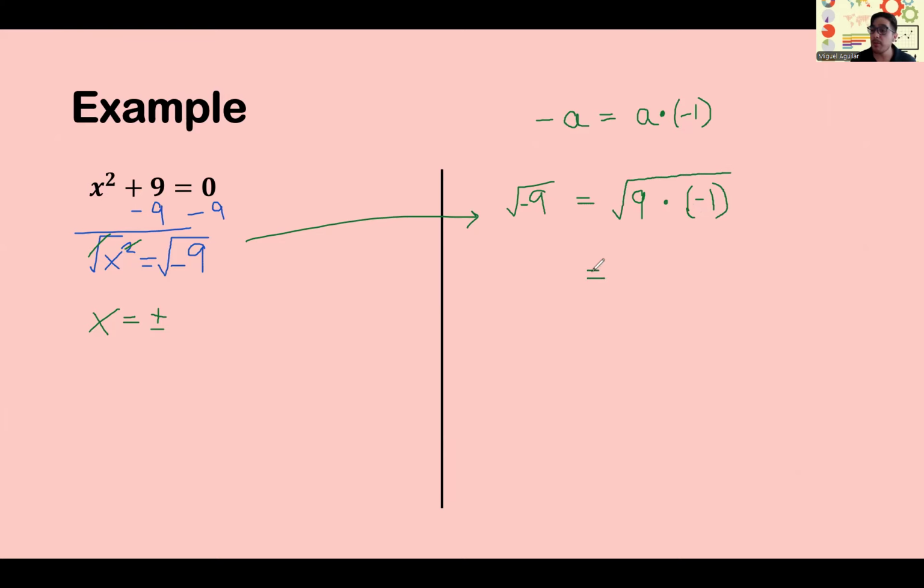Well, if you recall from our last video, we have some properties of radicals where we can break up the radical such that we now have the square root of 9 times the square root of -1. And you should be able to simplify the square root of 9 because that happens to be a perfect square. Now, you won't always get a perfect square, but in this case, it's a very nice and neat example. The square root of 9 is just 3.